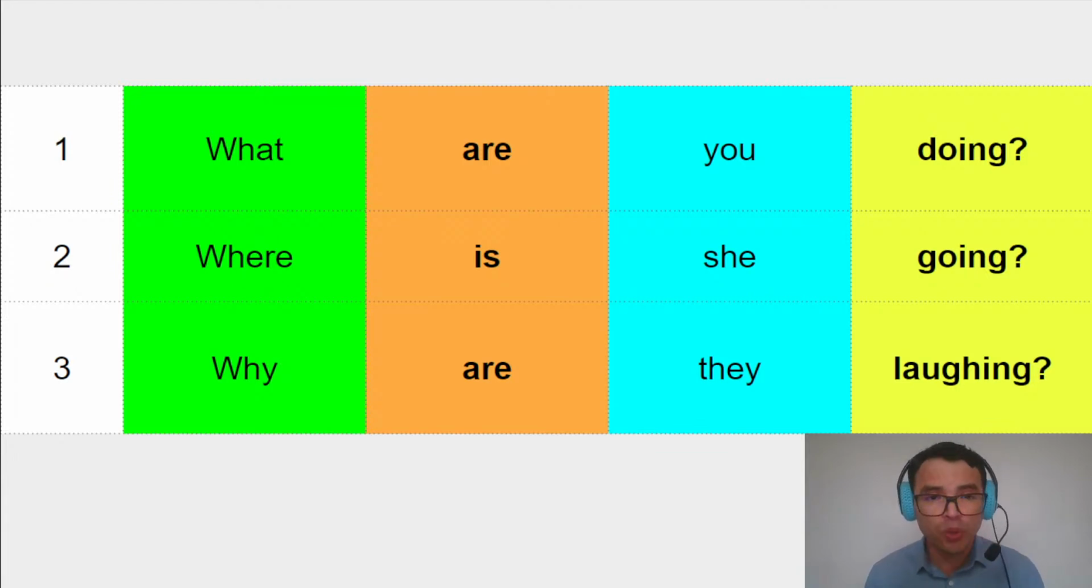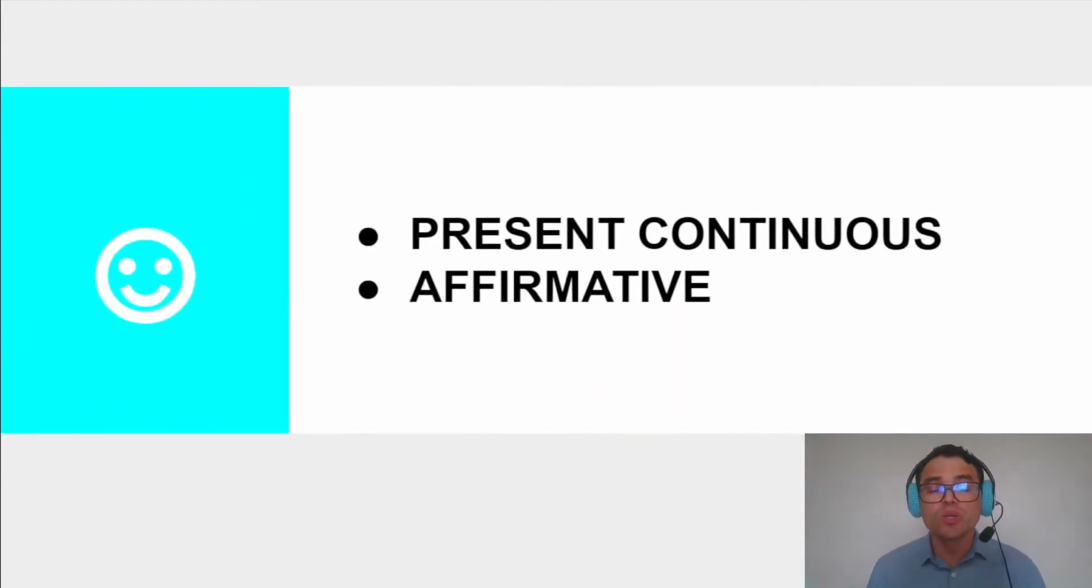Examples: what are you doing? Where is she going? Why are they laughing? And the intonation is not rising, it's falling. All right? Now, you can also use the present continuous in affirmative sentences.